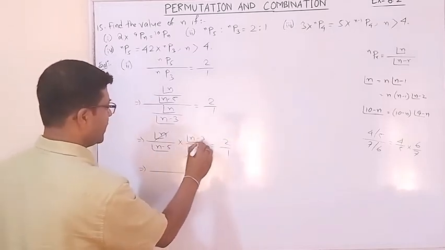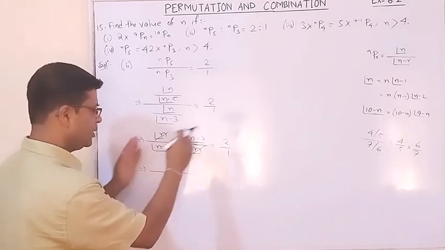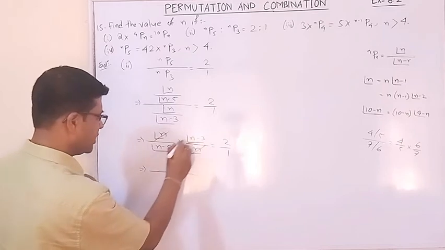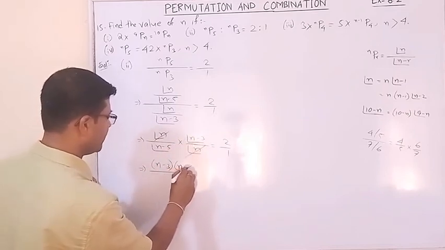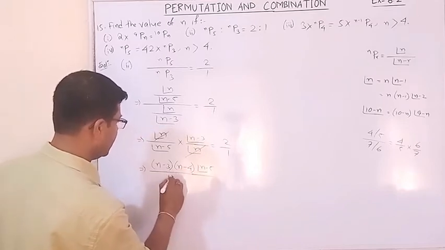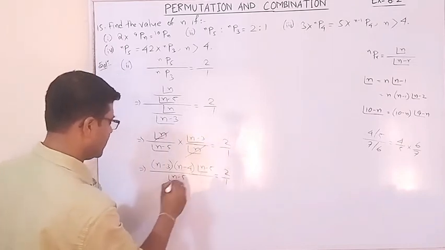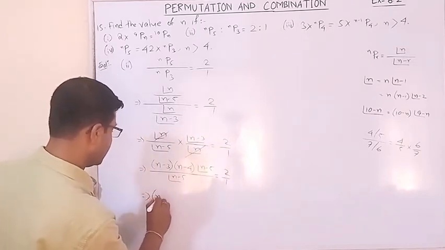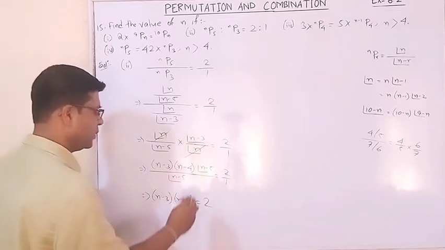Now among n minus 3 and n minus 5, which is bigger? Obviously n minus 3 is bigger, so we will take it in decreasing order. So this can be written as n minus 3, n minus 4, then factorial n minus 5. This factorial n minus 5 will get cancelled, so this is n minus 3 into n minus 4 is equal to 2. 2 by 1 is 2.